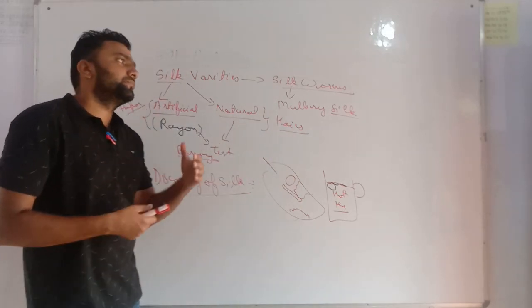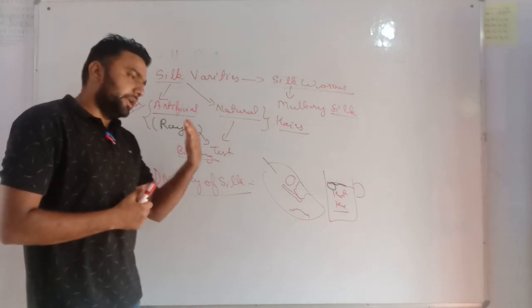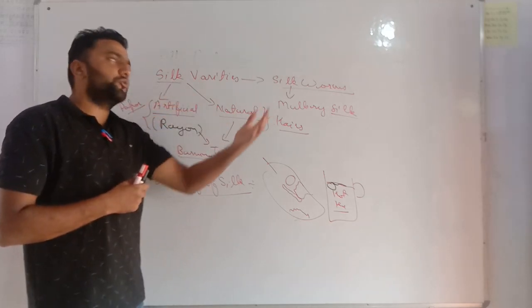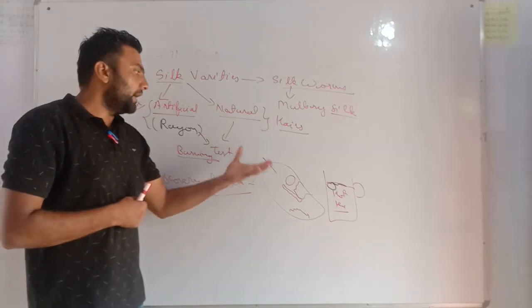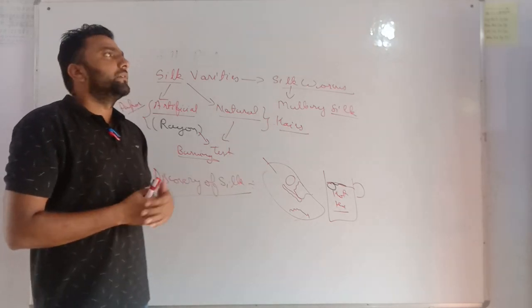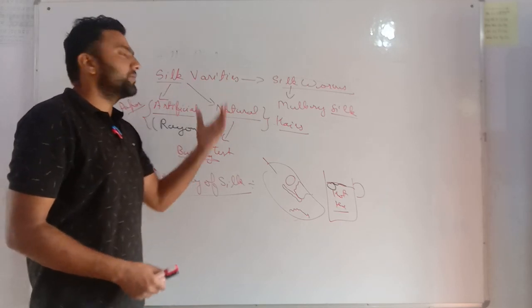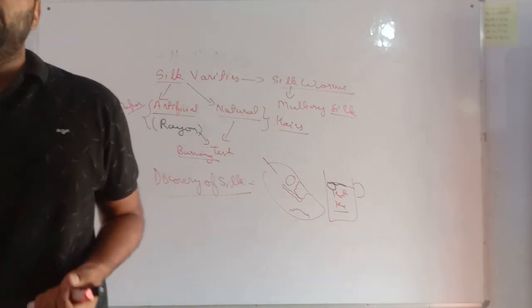Nowadays, China is the largest producer of silk. Even India is also producing silk on a great level, in quite a huge amount. Silk and wool are giving livelihood to many people. Okay, so this was all about silk and wool. Your chapter is over.